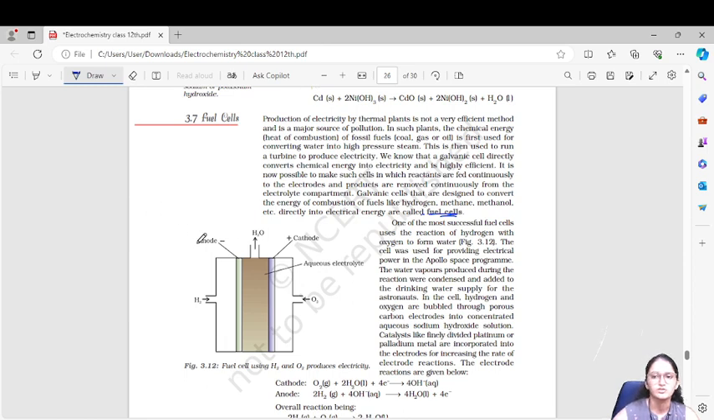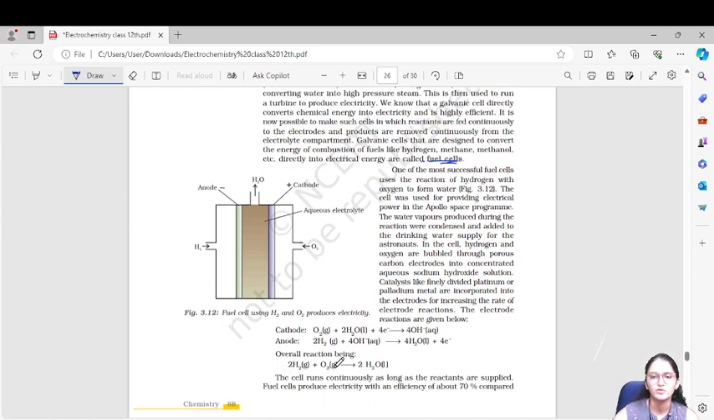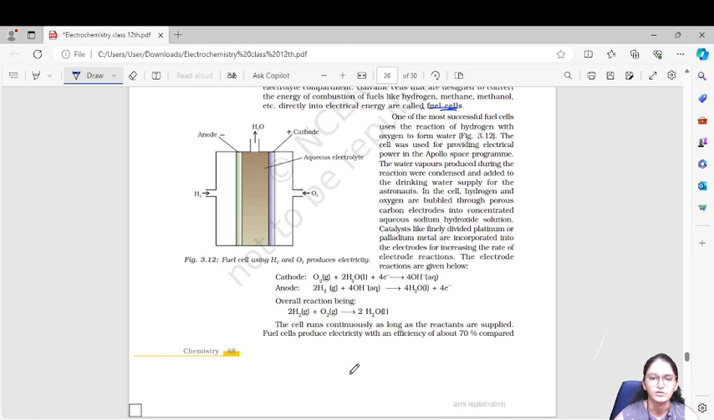Hydrogen and oxygen are bubbled through the porous carbon electrodes. So catalysts like finely divided platinum, palladium are used as a catalyst for the reaction. So here what happens, at cathode oxygen combines with water to give OH minus, and hydrogen combines with OH minus ion to give water and electron. So overall reaction is H2 plus O2 gives 2H2O.